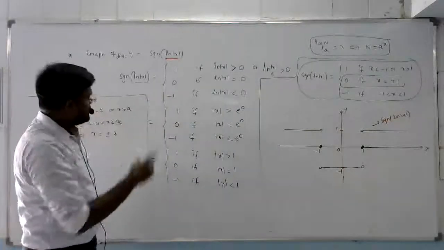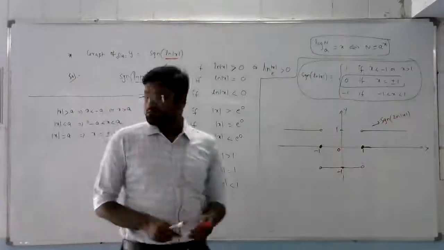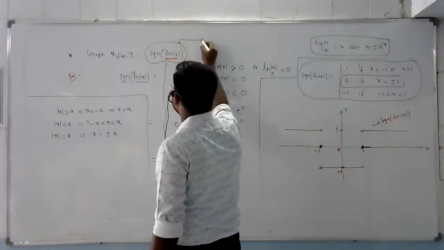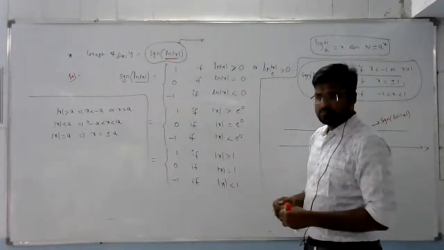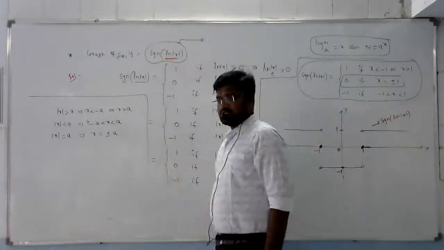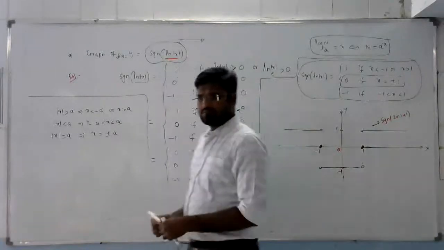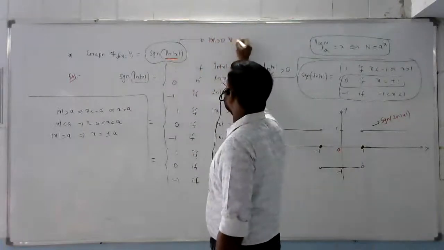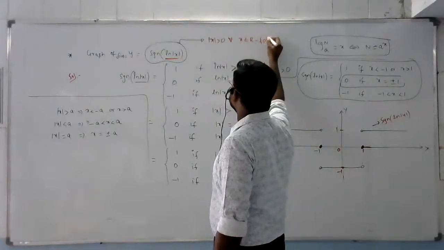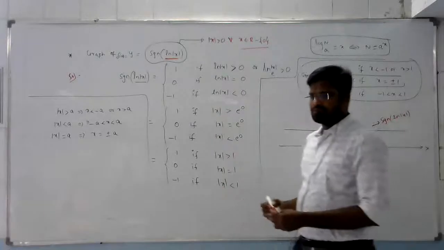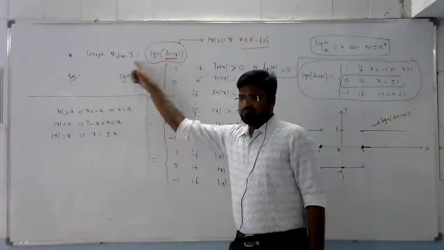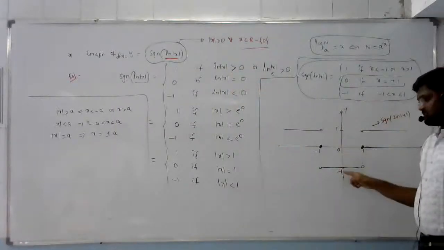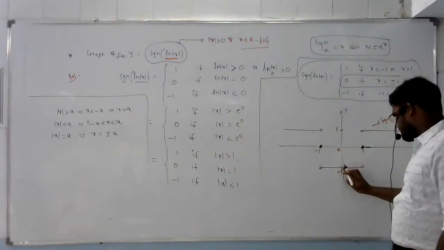I'll tell you. Signum of ln mod x. You know, I told you already. When you are dealing with the function, make sure that its domain is properly defined. Logarithm is there, right? Logarithm is defined only for positive values, isn't it? So we know that mod x is always greater than 0, for all x belongs to all real numbers except 0. What is the meaning of this one? This graph is not defined at x equal to 0. But here we have drawn graph at x equal to 0 also. So that means here we have to put a bubble.